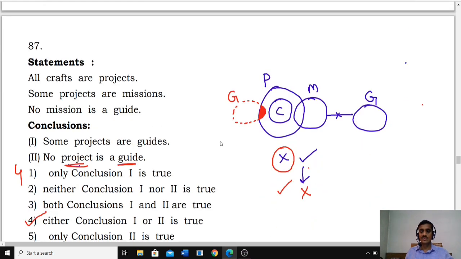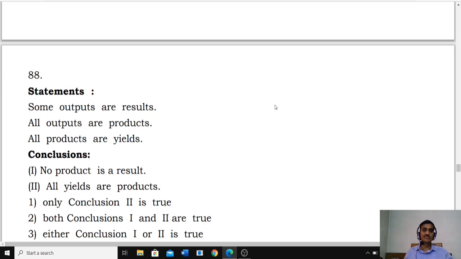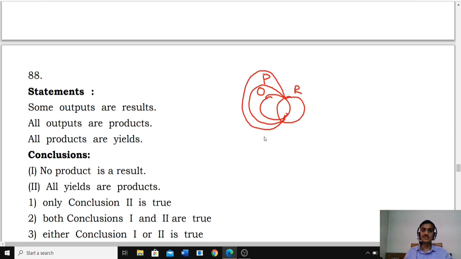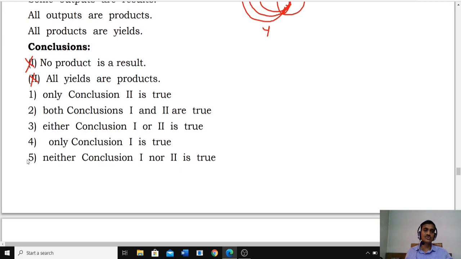87. Then 88, some outputs are result. These are the outputs which are result, output and result. And next one, all outputs are products, and all products are yield. Then no product is a result. Some of the products are result, this is known here. Product and result, there is an intersection. And no product is a result is false. All yields are product. All products are yields is true. All yields are product is false. Hence neither one nor two, choice 5 is the answer, question number 88.